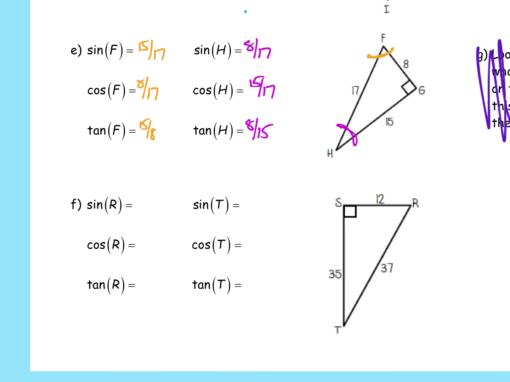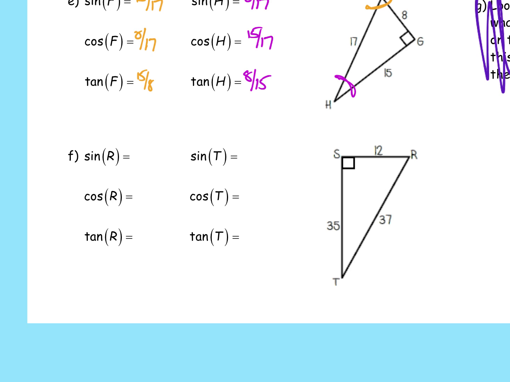The second set should be really easy after you get the first set. Has anyone figured it out yet? It's really easy, right? Sine and cosine are what? Flipped, and then tangent is the inverse of it, right? So once I have the first set, this set's really easy to get.